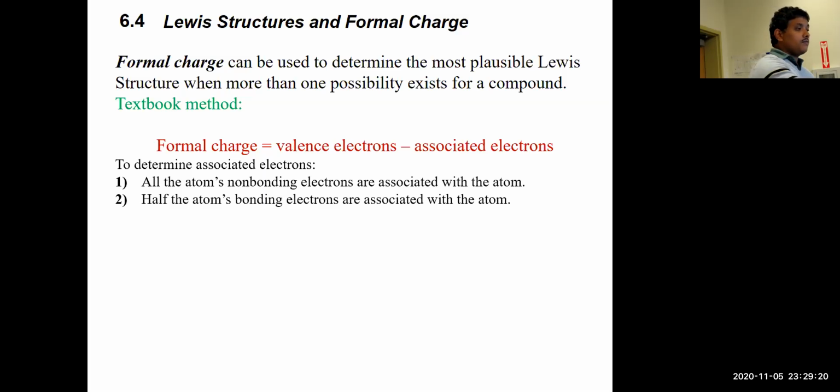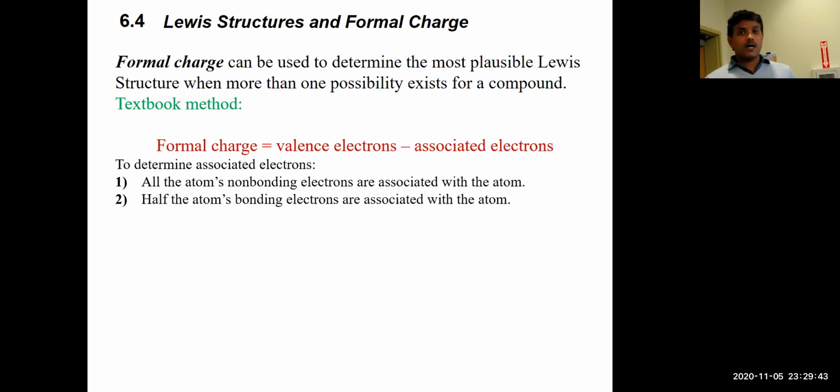So how you calculate formal charges is you would use the total number of valence electrons of that particular atom and subtract the associated electrons from it. You would need to identify what the associated electrons are. They are all non-bonding electrons like lone pairs and half of the bonding electrons. So that's how you would calculate it.